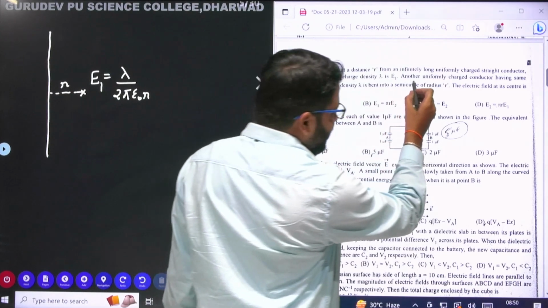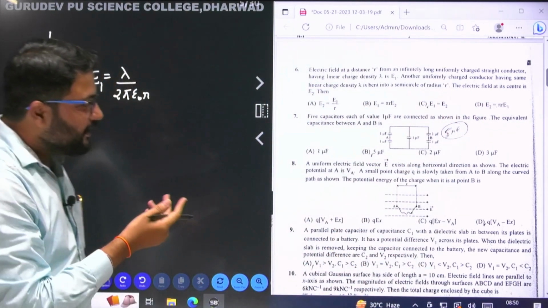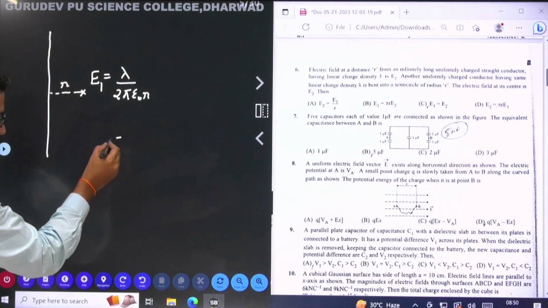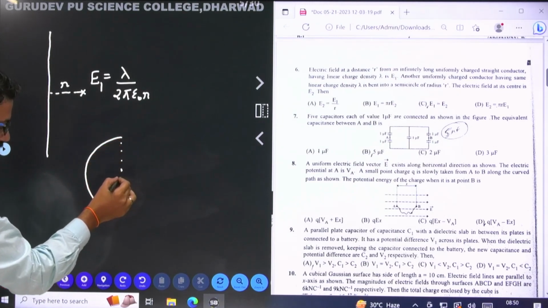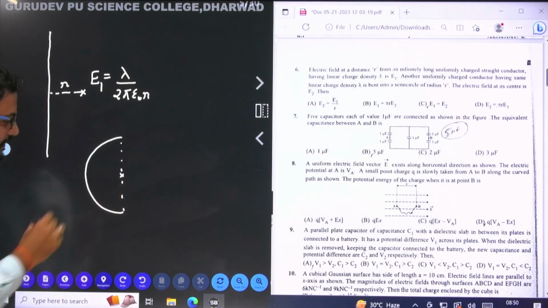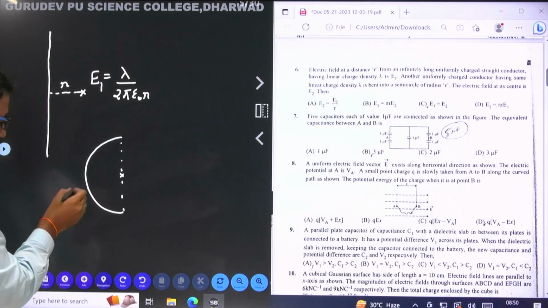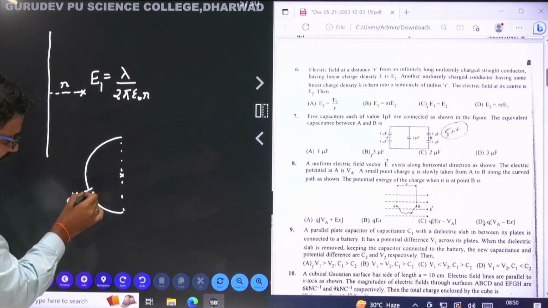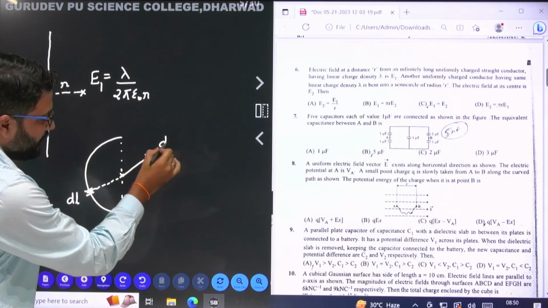They have told us that another uniformly charged conductor, having the same linear charge density lambda, is bent into a semicircle of radius R. So let me take the semicircle whose radius is R. I have to find the electric field at the center. To do this, you have to use the concept of uniform charge distribution. Let me take a small part of this, say dl. Due to dl, I will have an electric field over here. This electric field would be dE.